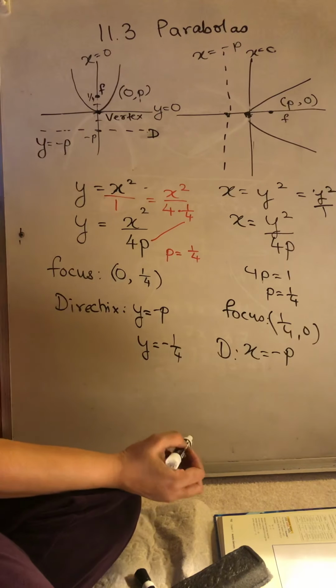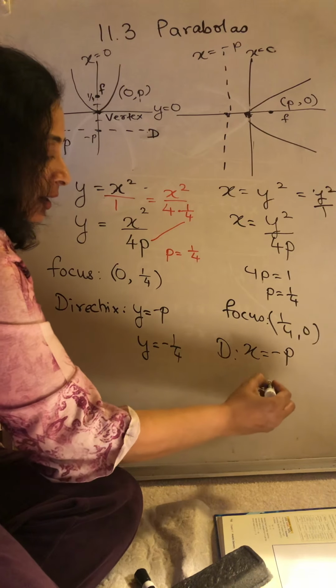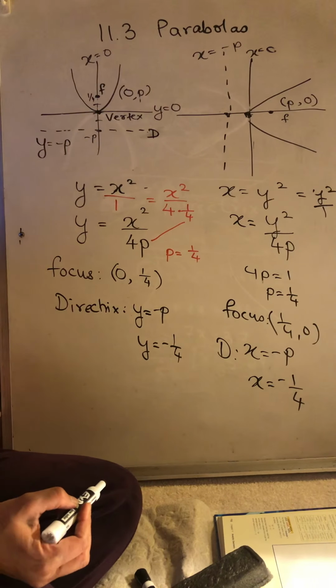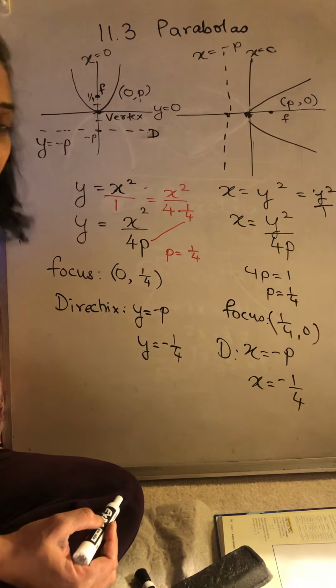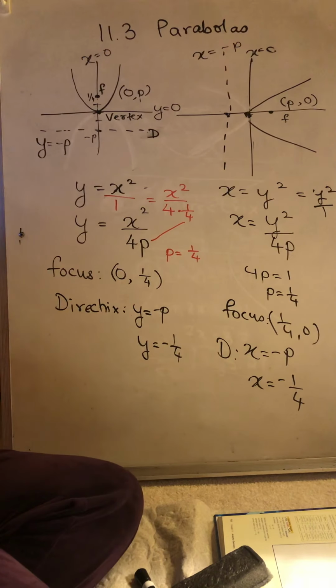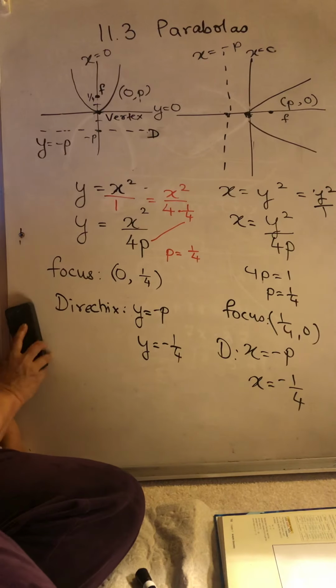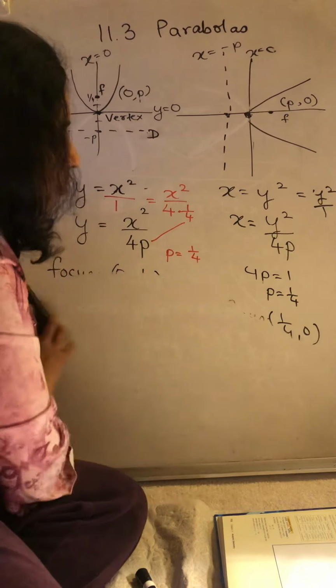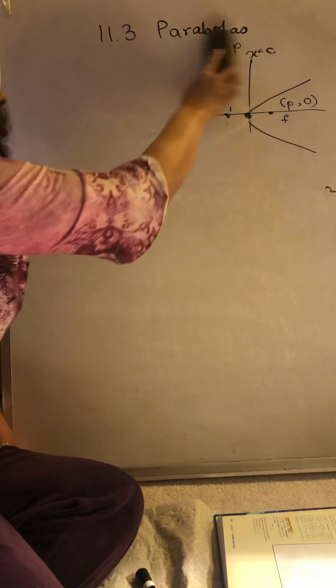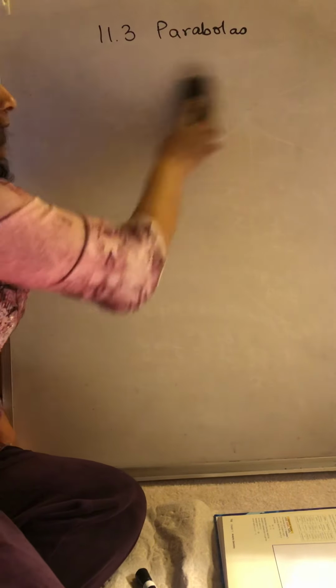So it's x equals negative p, which says it's x equals negative 1/4. Is that making sense? Okay. I like the way they have explained stuff on page 710 and 711. Make sure you have your textbooks open while you are doing this. Let me go over 710 and 711 so it will make more sense to you.